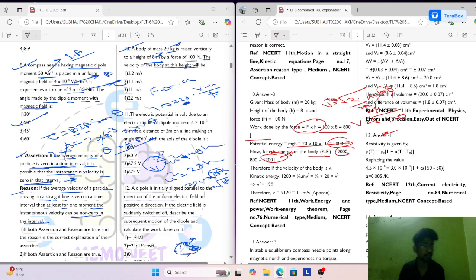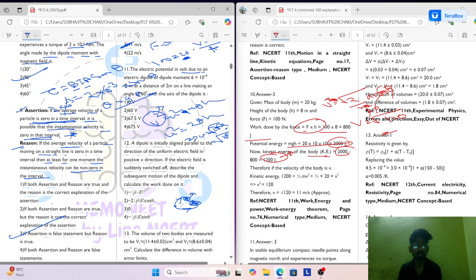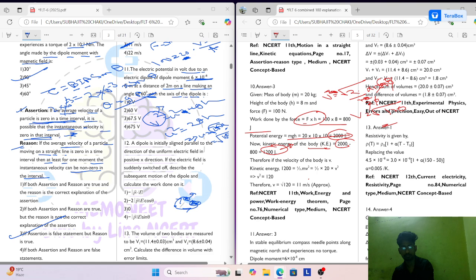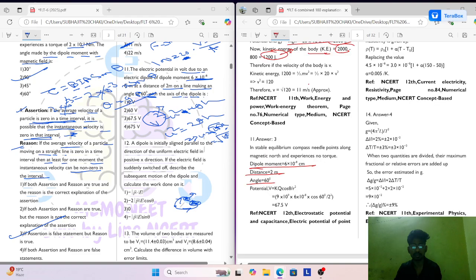approximately. The electric potential due to an electric dipole moment is this. This is the dipole moment. Distance is 2 meter, line making an angle 60 degree with the axis. So you have to calculate the voltage. Dipole moment is this, distance is given, angle is given. The potential is given by the formula kq cos theta by r square. Right, basic formula.